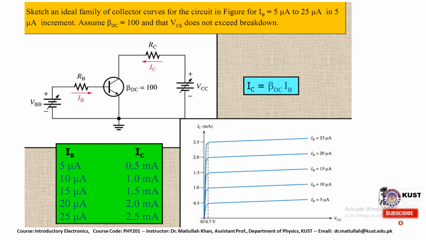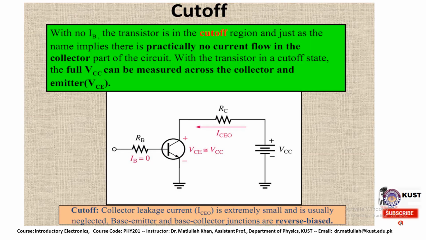So we are coming toward the different modes of the bipolar junction transistors, that is, how we can use this bipolar junction transistor as a switch, in cutoff mode, in saturation mode, or in active mode. So we are coming towards the simple mode, that is actually the cutoff mode.